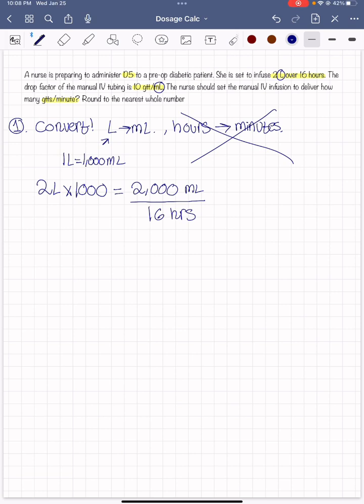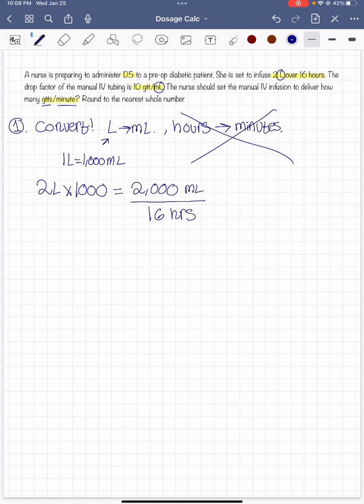I can easily get from hours to minutes a little bit later. Let's focus on drops, okay? Because in my final answer, I need drops per minute. So let's work on the drops.